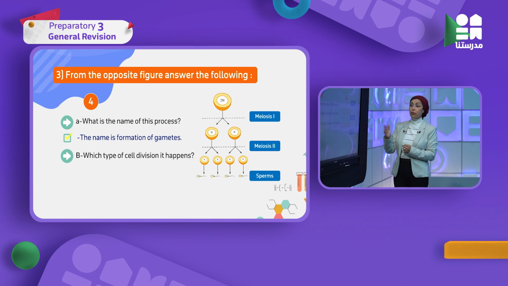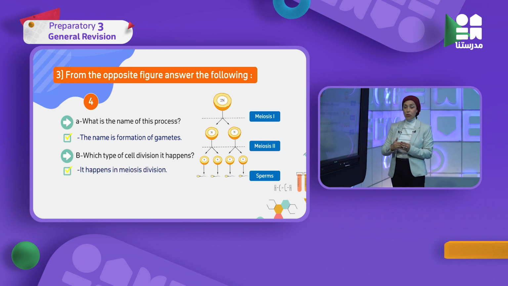Which type of division does it happen in? بتحصل فين؟ I mentioned it now. It happens during meiosis division. أول step في meiosis division اللي هي formation of gametes, either represented by circles دي represent the ova if the reproductive cell is in the ovaries, or sperm if the reproductive cells is testes.